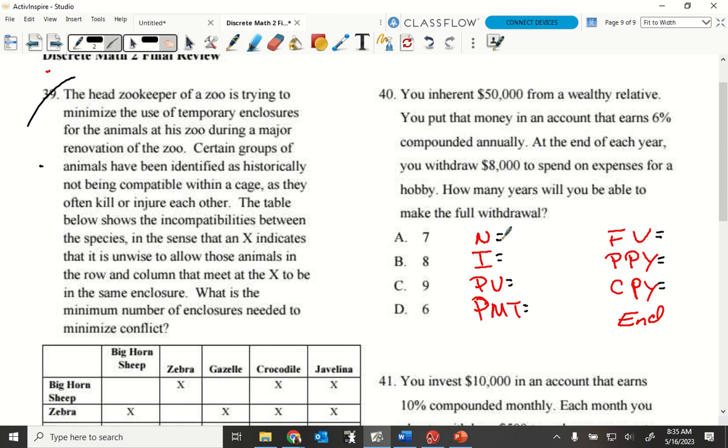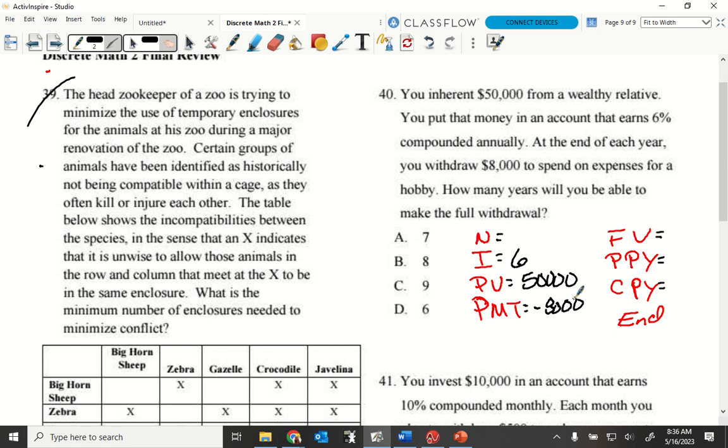So we're going to be calculating the N. My I is 6%, right? My PV, am I borrowing money? No. So this is going to be positive 50,000. My payment, 8,000. But what's special about that? It's negative. Why is it negative? I'm taking it out of this money, so it's going to be a negative 8,000.